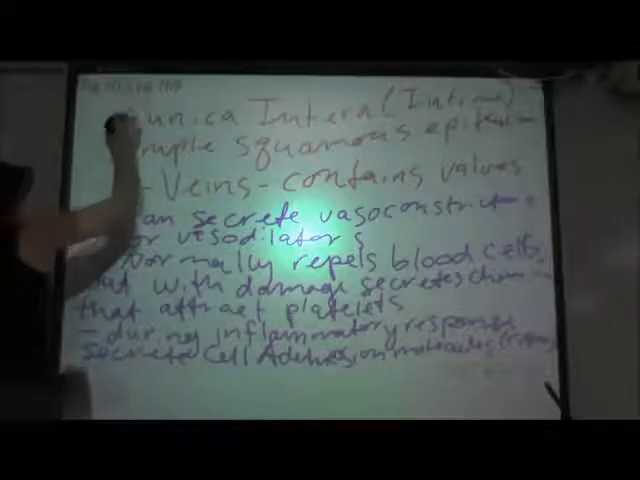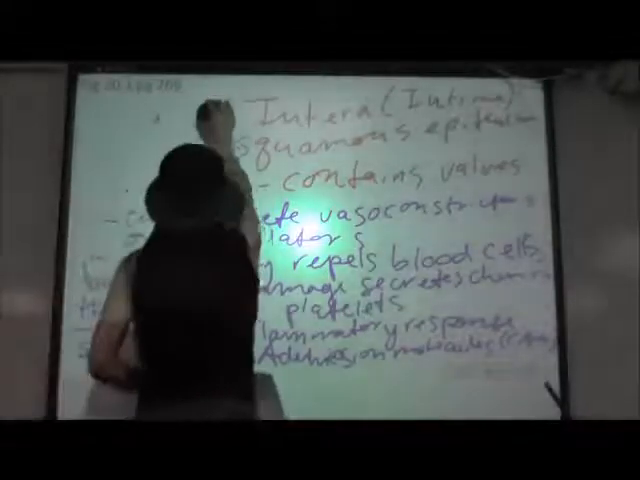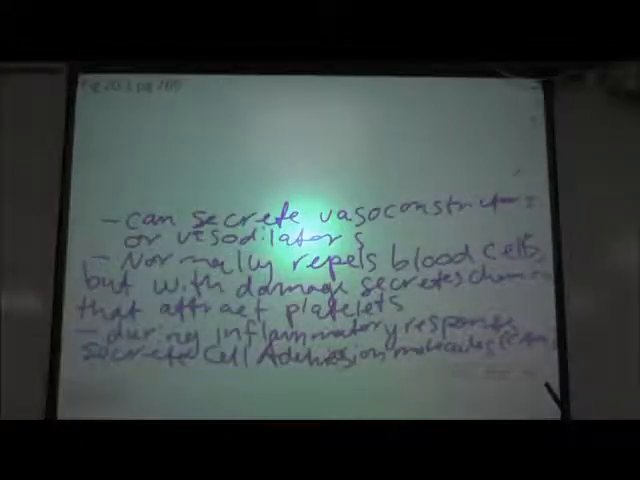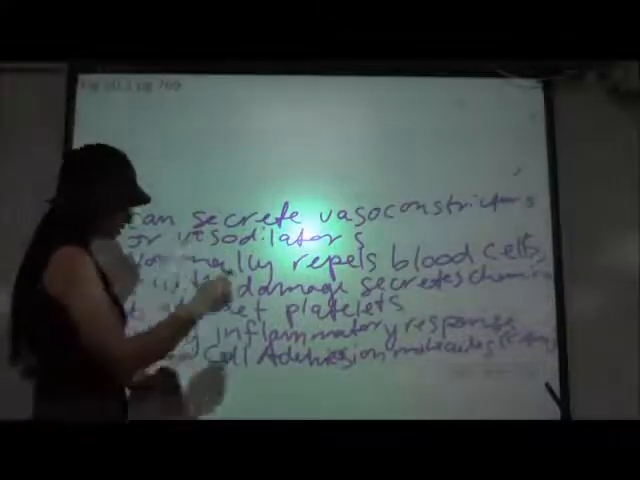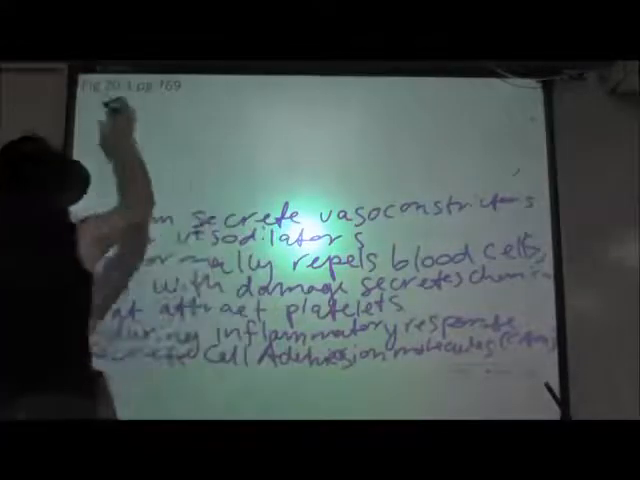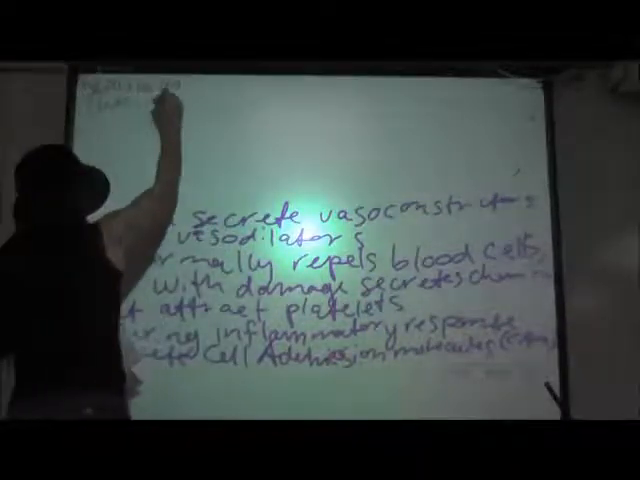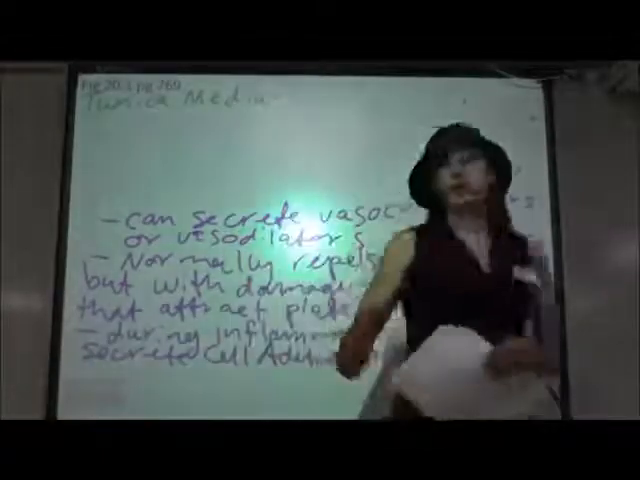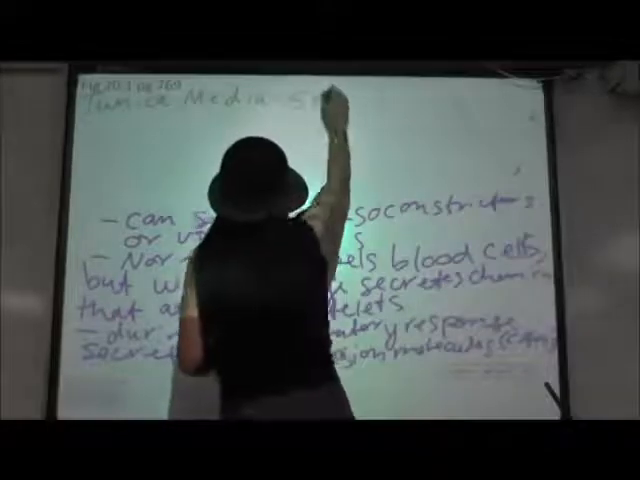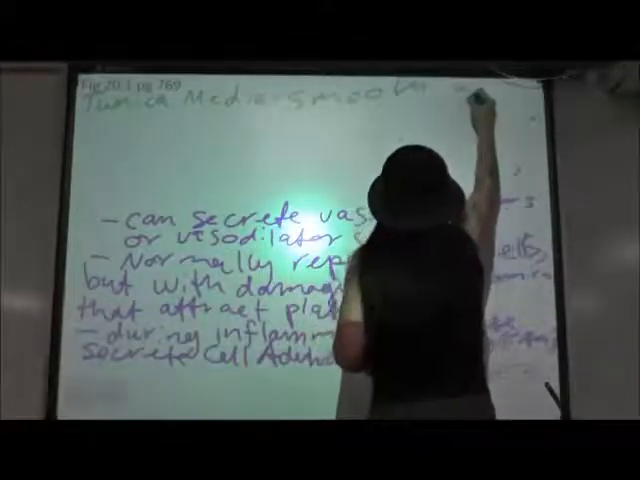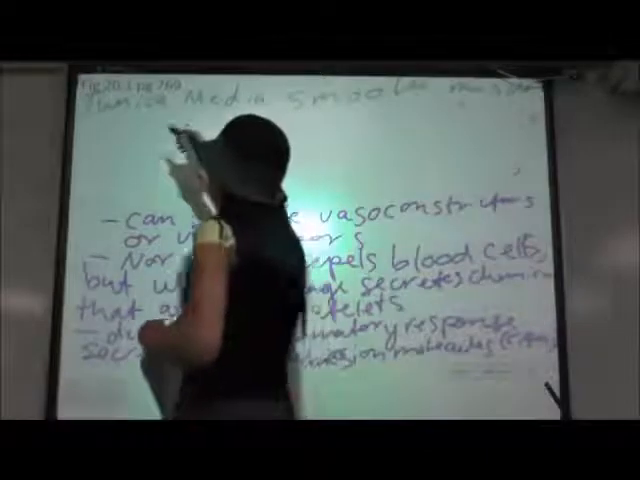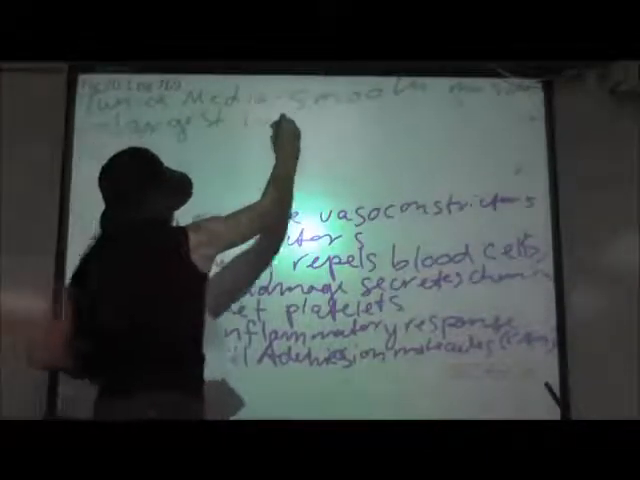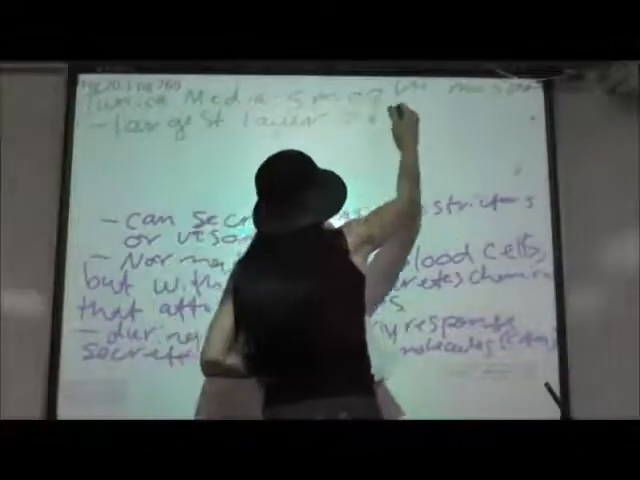So I'm going to erase this top part while you guys write the functions. So our deepest layer is the tunica intima. Superficial to that, not the most superficial, but superficial to the tunica intima, is our next layer called the tunica media. And this is made of smooth muscle cells or smooth muscle tissue. In general, this is the largest layer of most of our blood vessels.